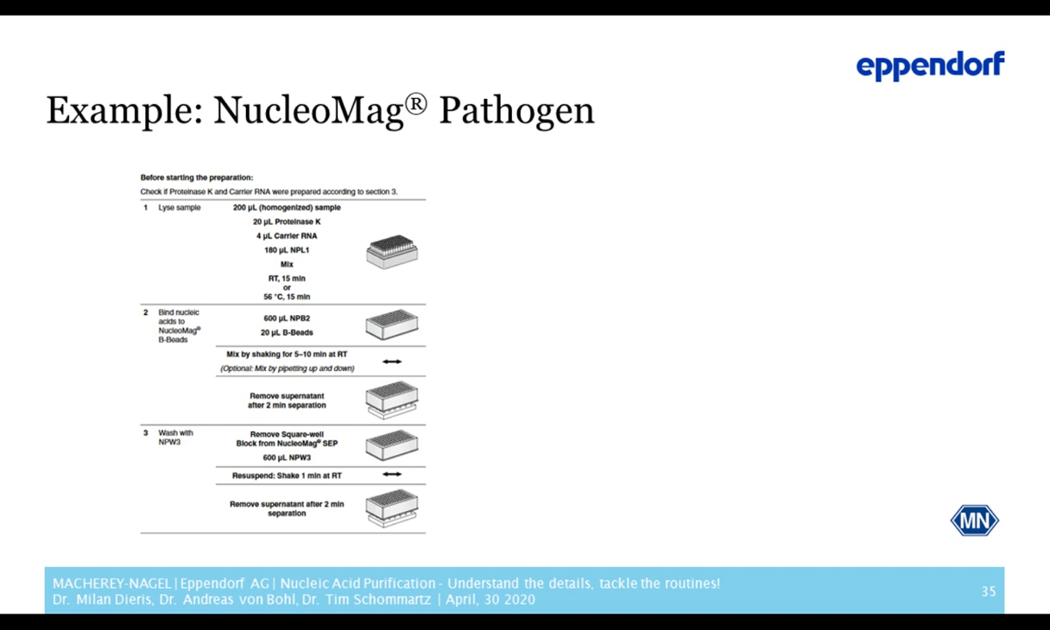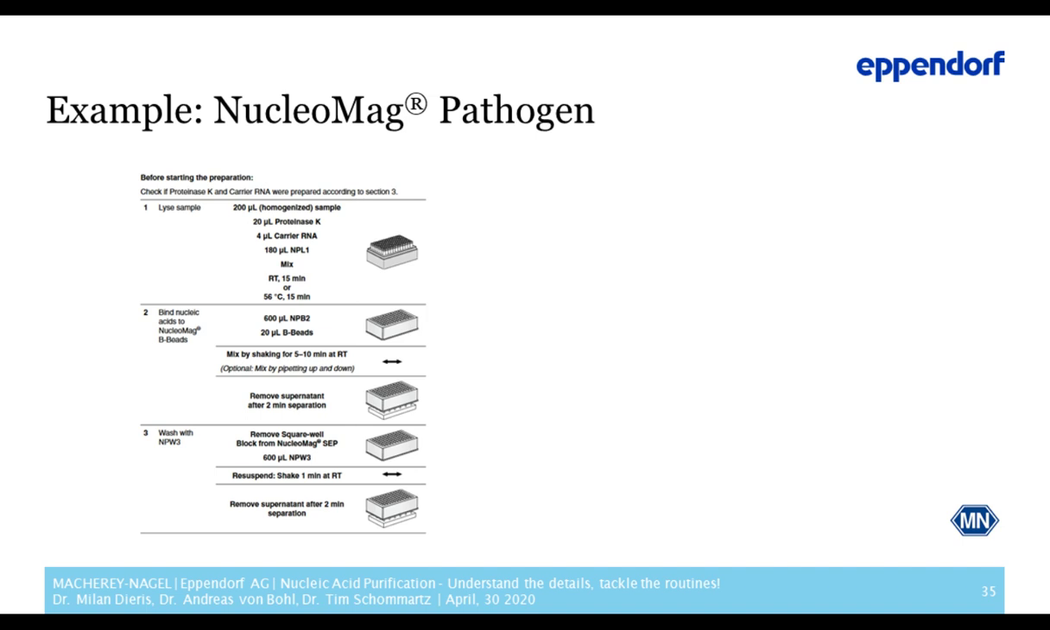But now let's take a look at an actual example of how an automated process can look like, and I made that very brief because I don't want to deep dive into the software. We chose the NucleoMag Pathogen kit, which can extract viral DNA and RNA, and I think you're with me that especially in those times, this is a kit which is of high interest. What you can see on the left-hand side is the so-called protocol at a glance.